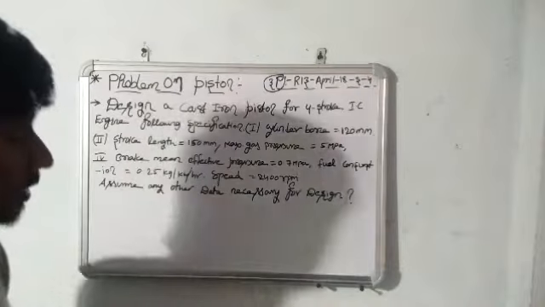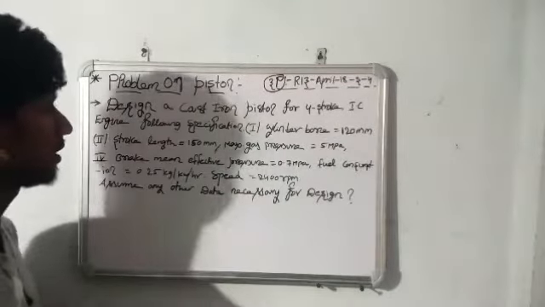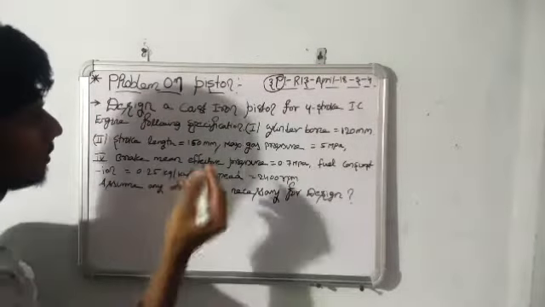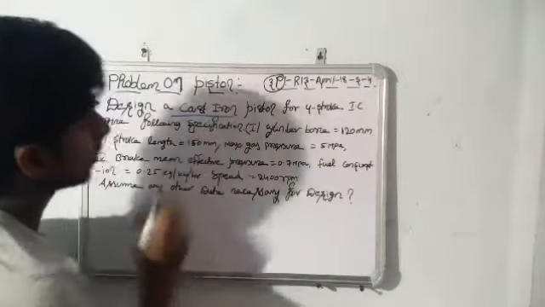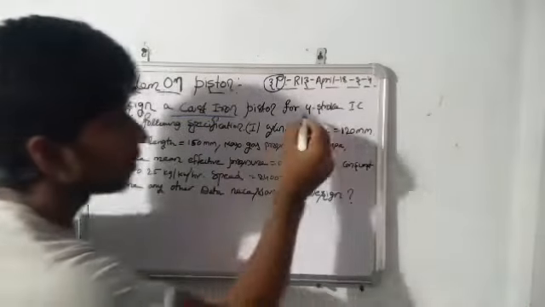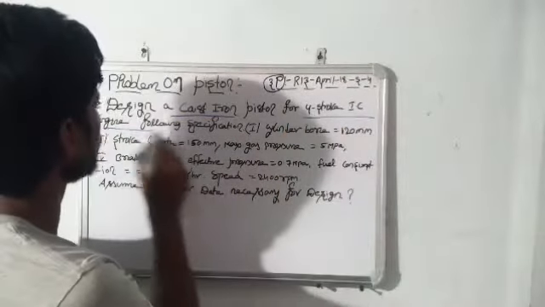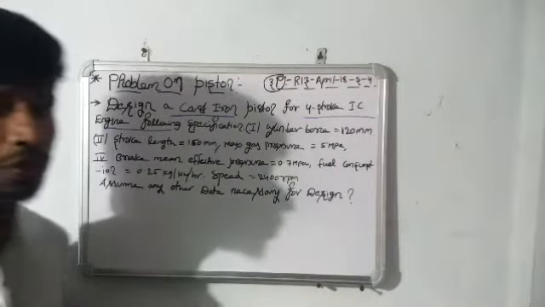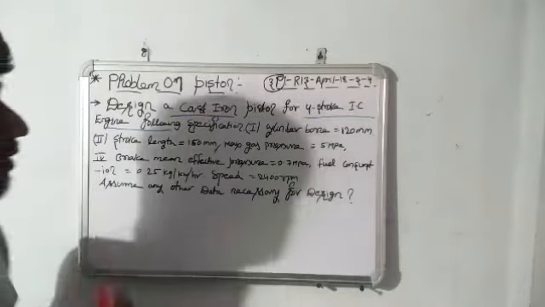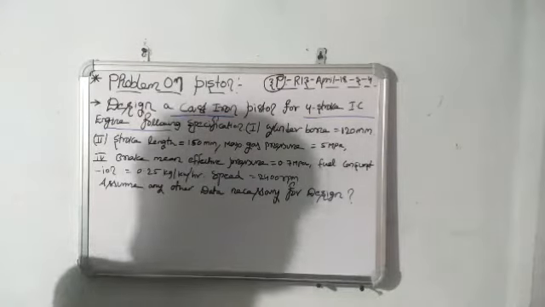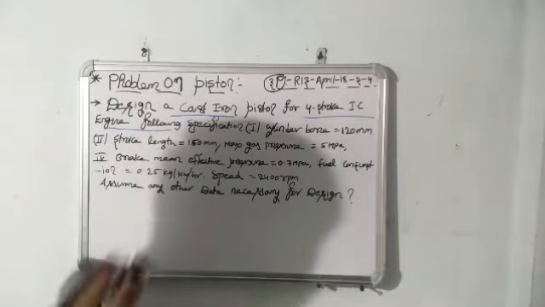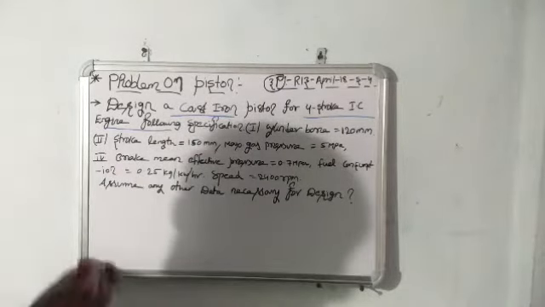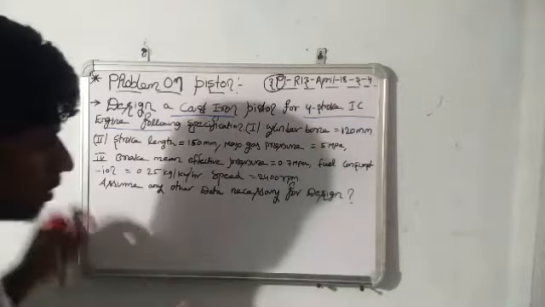Here what is required in the problem is the basic concept: we are going to design the cast iron piston for a 4-stroke IC engine. So this is the most important content here, and based on that we are going to solve this problem. Before that, write down the data provided here.